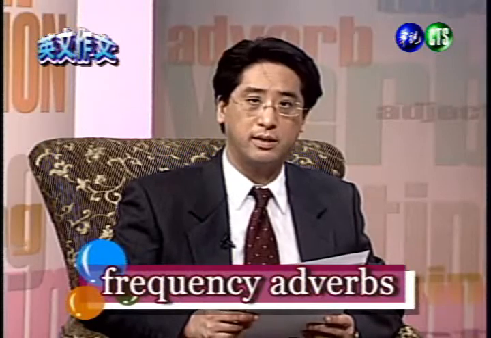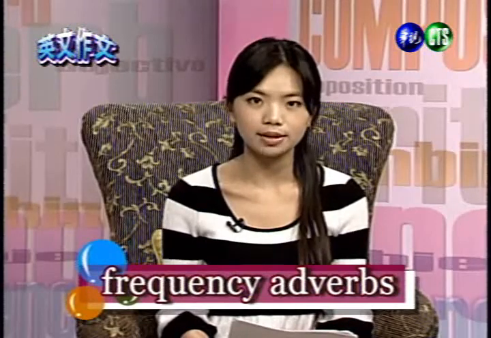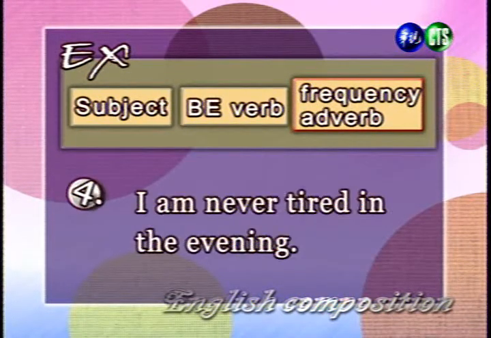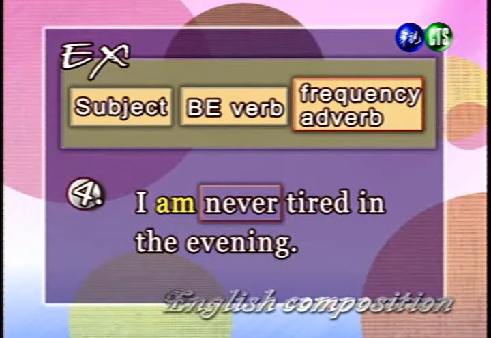Now, there are also some very specific rules for how you use frequency adverbs within your sentences. Right, let's look at an example that uses the be verb. All right, so we have a sentence here, I am never tired in the evening. And so in this sentence, you can see that we put the frequency adverb right after the be verb.